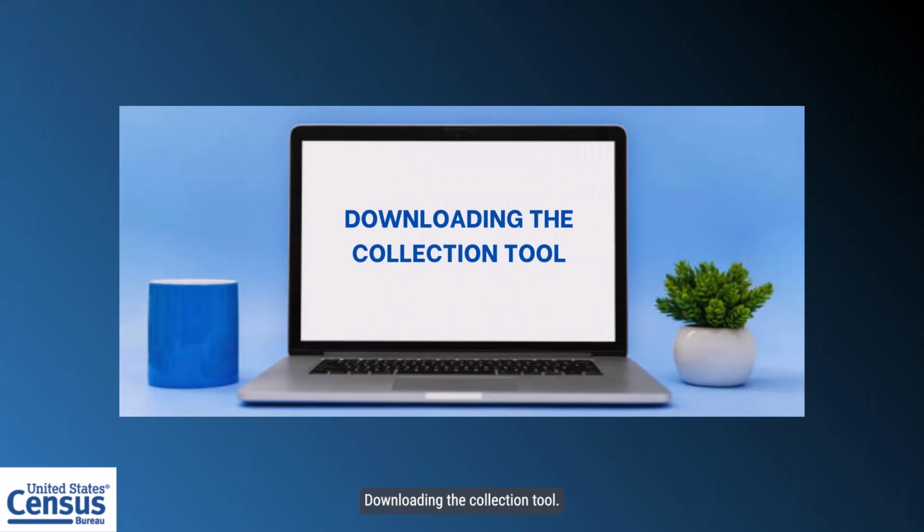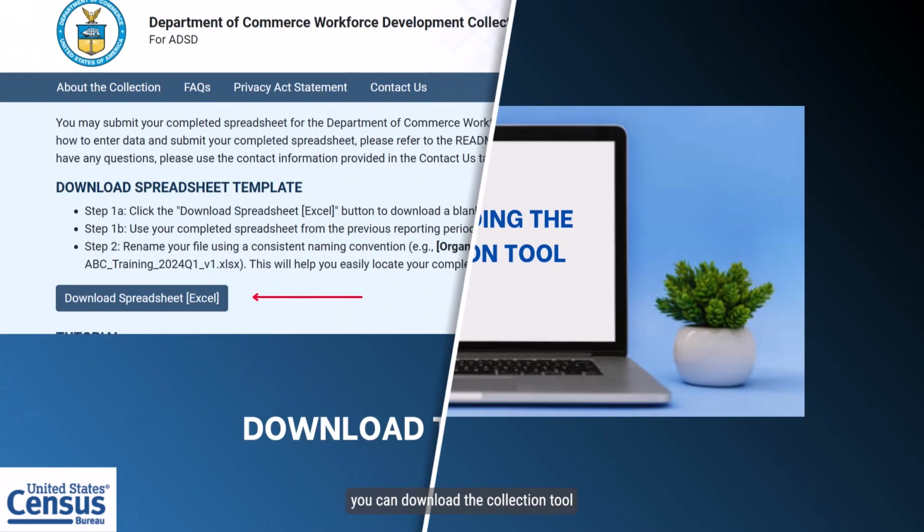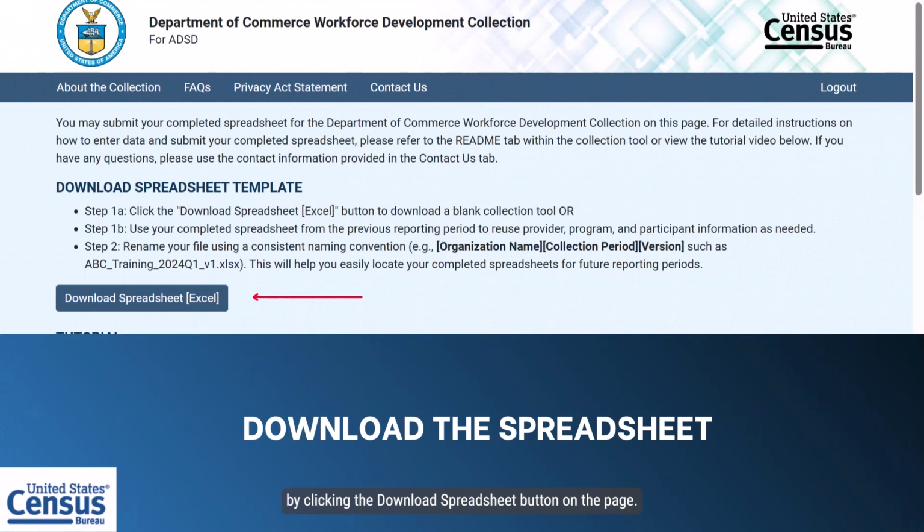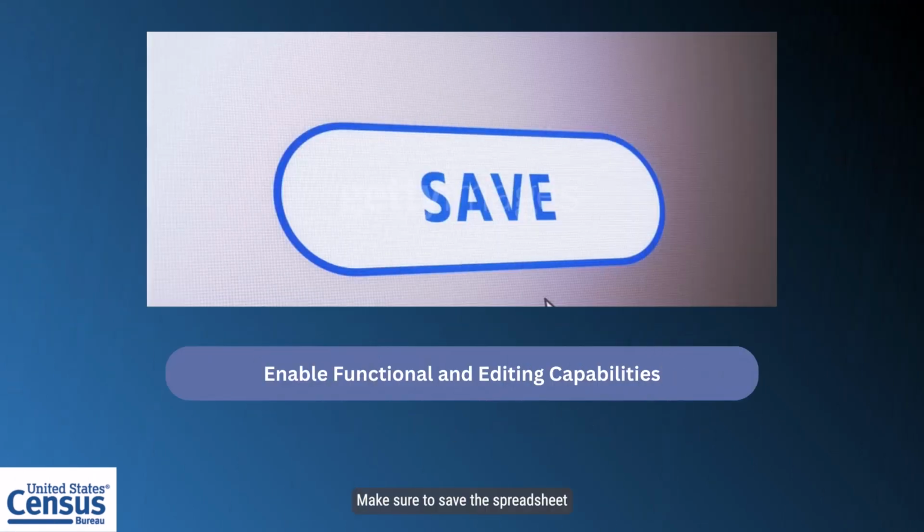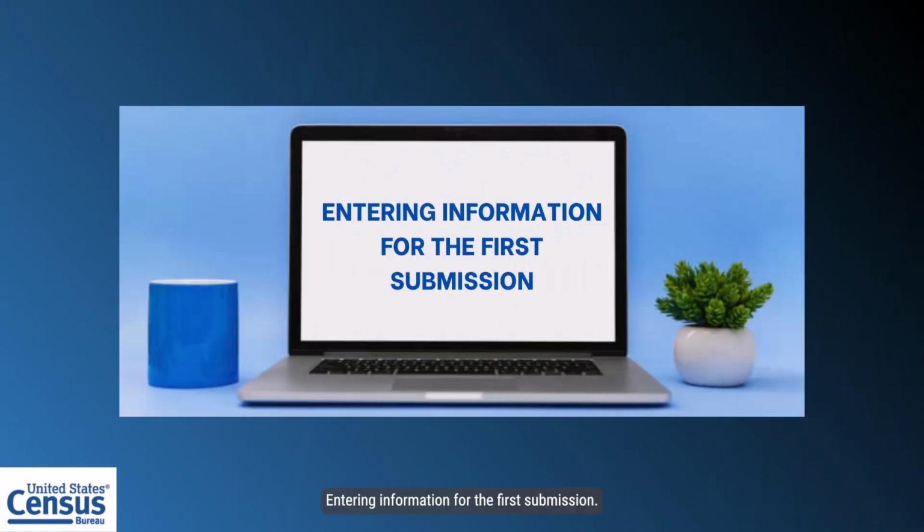Downloading the collection tool. If this is your first time submitting, you can download the collection tool by clicking the Download Spreadsheet button on the page. Make sure to save the spreadsheet so all functionalities and editing capabilities are enabled. You can save the file with any name you prefer. However, we recommend that you save it under a name that makes it easy to track and reuse in future reporting.